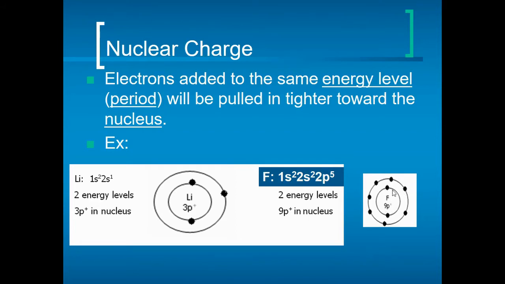This nuclear pull, this nuclear charge, is much stronger for fluorine than it is for lithium. Therefore, as they're pulling in, those electrons are having to get closer. They don't have as much freedom as the electrons in lithium would. Lithium would have a little bit more freedom.